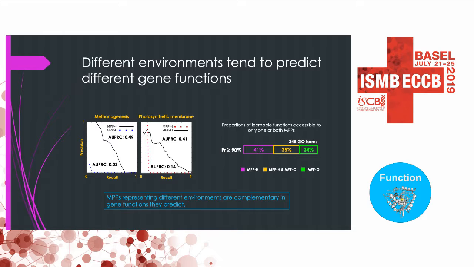highly represented in oceans. Another example is the function photosynthetic membrane, which is well learned by MPP-O and poorly learned by MPP-H. This also is a meaningful case because in oceans we have cyanobacteria that use photosynthesis, while there is no light in a human gut to promote photosynthesis.